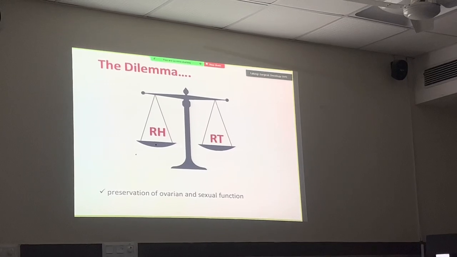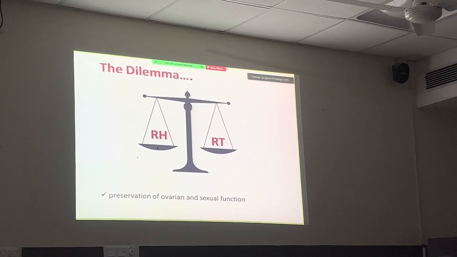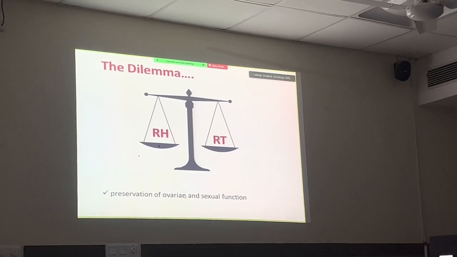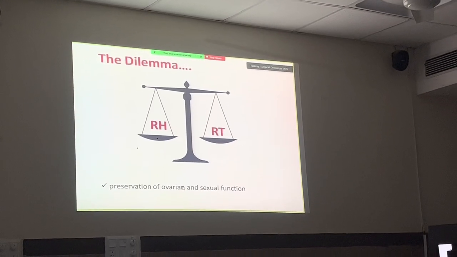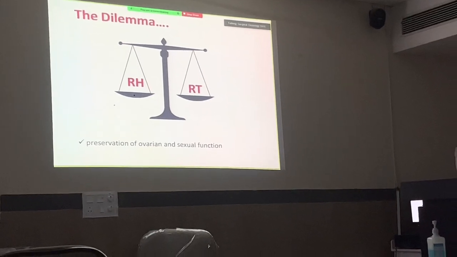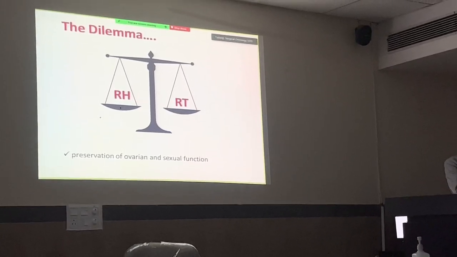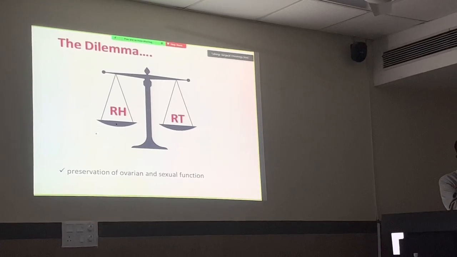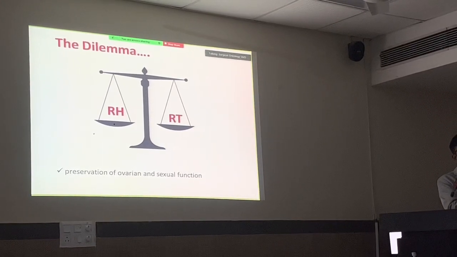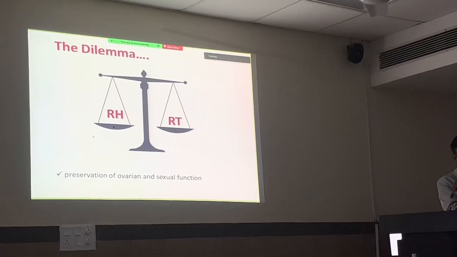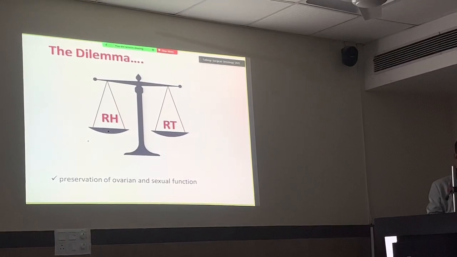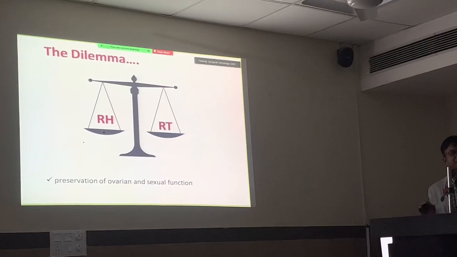Now the dilemma is, because we know that the radical hysterectomy is equivalent to the radiotherapy also. So for the early disease, where we have both the options available, how to select that? Here a lot of factors, basically the patient related factors, come into the picture. Usually the young patients or premenopausal ladies, we are more inclined towards the surgical option, because we want to preserve the sexual and ovarian function. That's possible with the surgery.